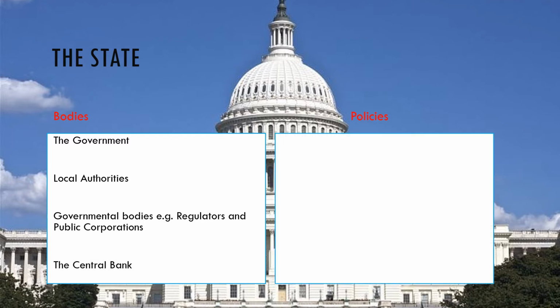Likewise, public corporations. We would also say that the central bank is part of the state, but as we'll see later on, sometimes this operates by itself in an independent capacity.